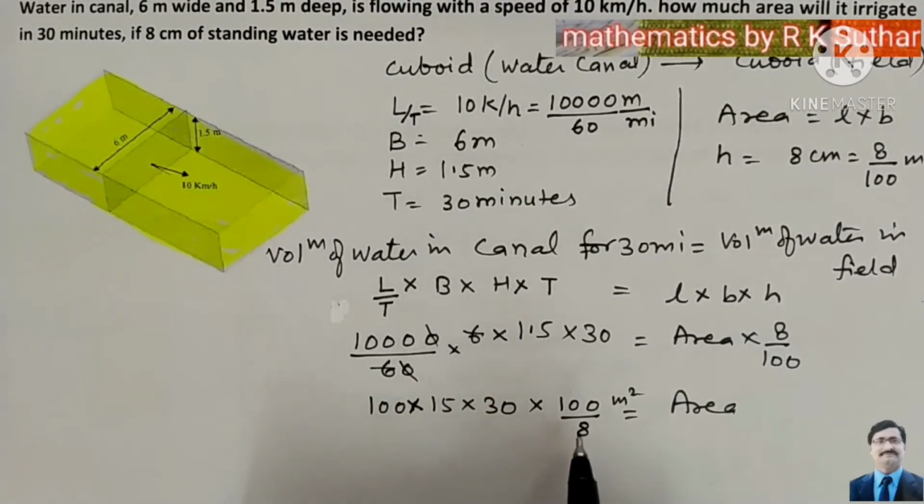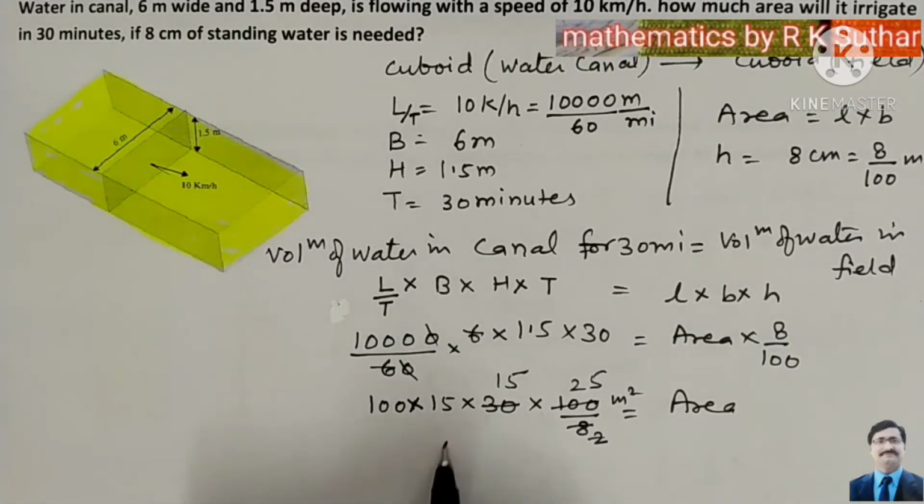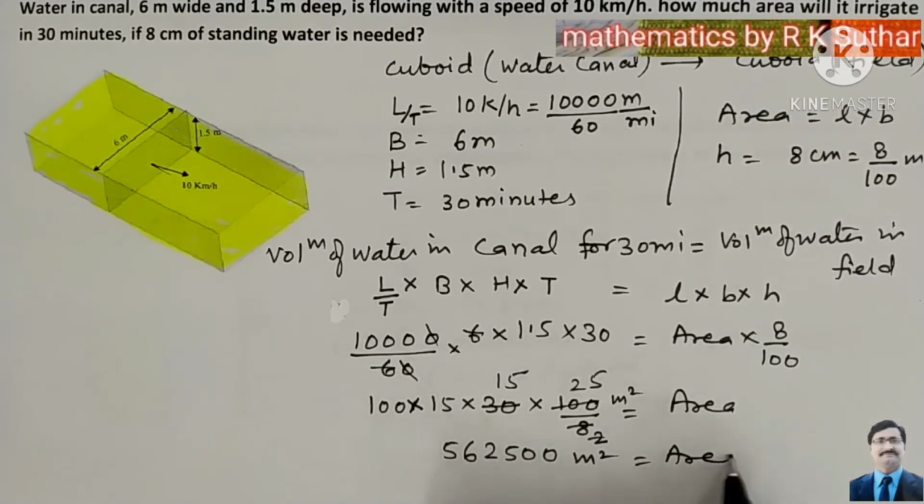Now look here, by 4 we can cancel, 4 2s are 8, and 4 25s. Okay, now this 2 we can cancel, we get 15. Now this we will multiply, we will get here 562500 meter square. This is the area.